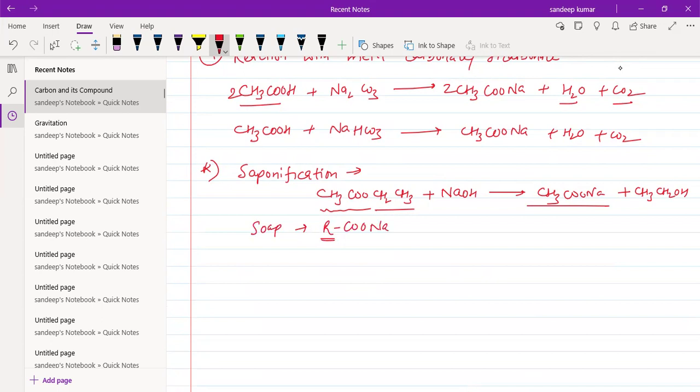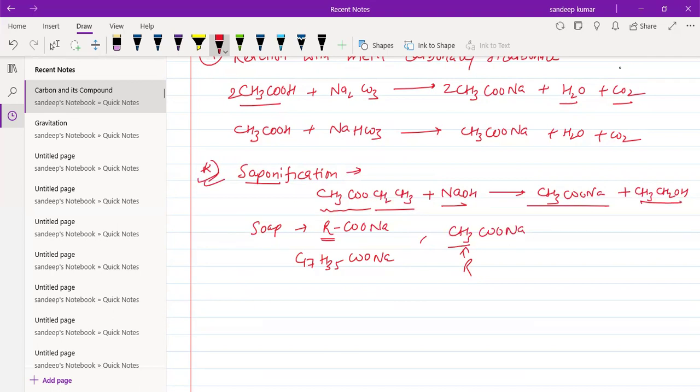Here this is CH3COONa. You can represent this R as an alkyl group. In case of soap, it is C17H35COONa. Right? The same procedure is used to form soap. That's why it is called saponification reaction. We take the ester reacting with NaOH, which gives you the sodium salt of ester. That is nothing but a soap, right? So that's why it is called a saponification reaction. Along with that, ethanol is formed.